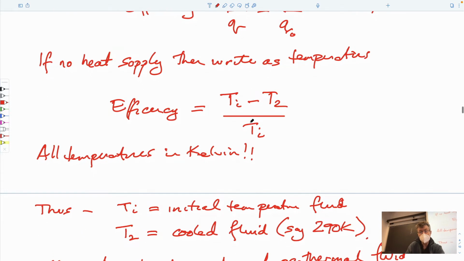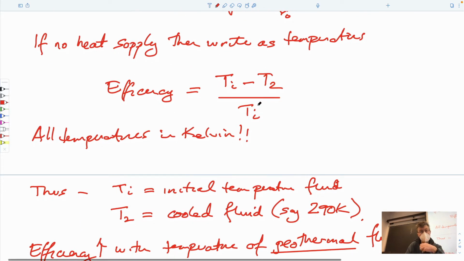Or usually you define it in the way we defined it on Tuesday as a change in temperature. And I guess we wrote it as 1 minus T2 over T1.